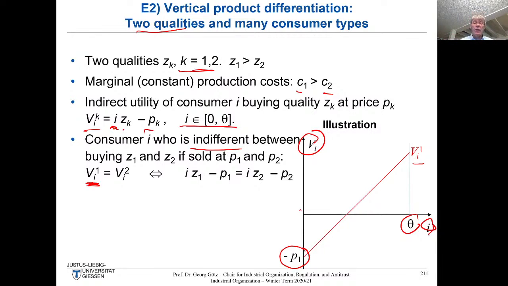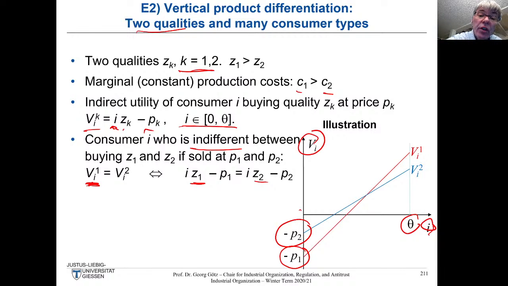Okay, it becomes hopefully even clearer if we draw the same line for the indirect utility for all the different consumers I for product 2. Again, here, for the consumer with the index I equal to 0, the utility would be minus P2. And now what we see clearly is that the blue line has a lower slope than the red line, a lower slope because the slope is nothing else than the quality level Z1 or Z2. And now we already have a wonderful result.